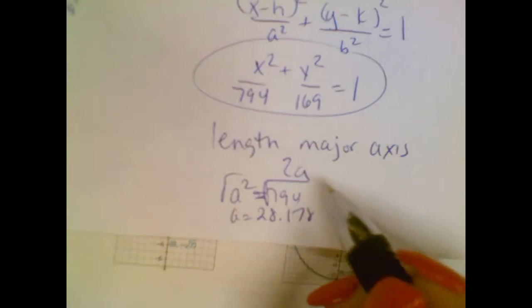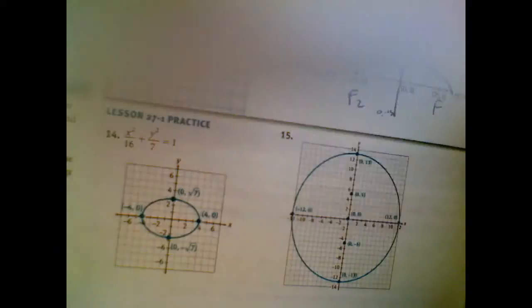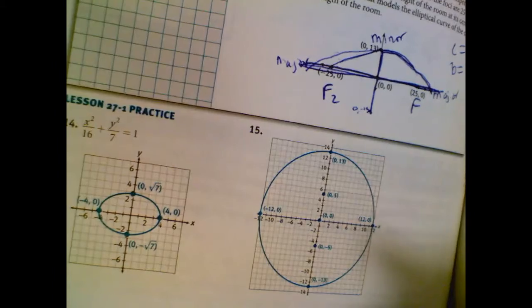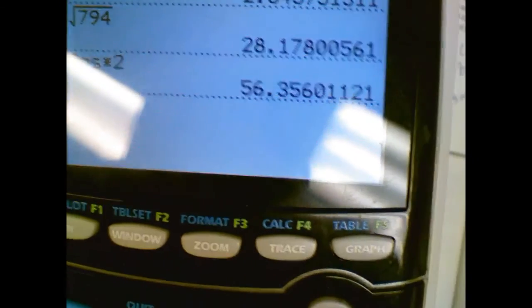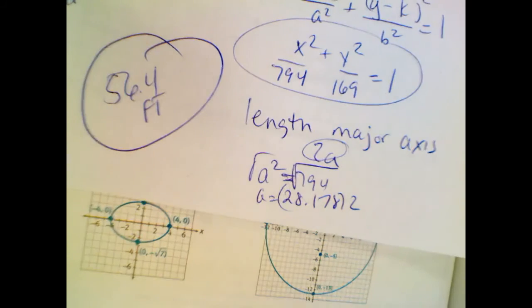And the length of the room is 2a because it's the whole thing across, okay? So this is the length of the room right here. The length of the room is from major axis to major axis, not from foci to foci. So you're going to take the 28.178 and times it by 2. On my calculator, times this by 2. So it's about 56.35 feet. So I'd say it's about 56.4 feet long. That's how long it is.